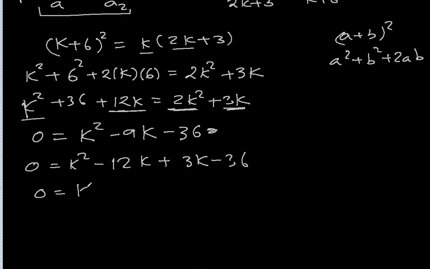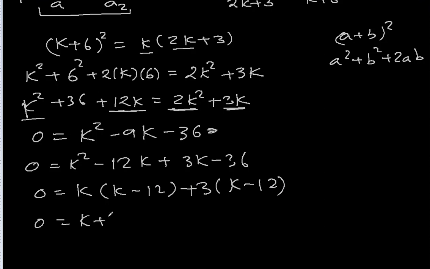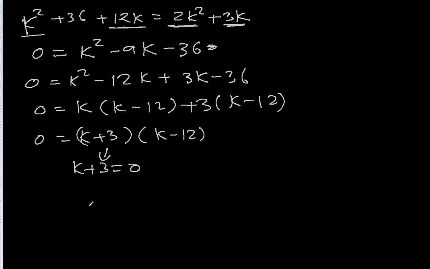So K minus 12K plus 3K minus 36 gives K minus 12 and K plus 3, and 0 equal to K plus 3 and K minus 12. So this gives us the first answer: K plus 3 equal to 0, which is K equal to minus 3. This gives us K minus 12 equal to 0, so K equal to 12. And minus 3 we will not accept because one of the terms was just K.